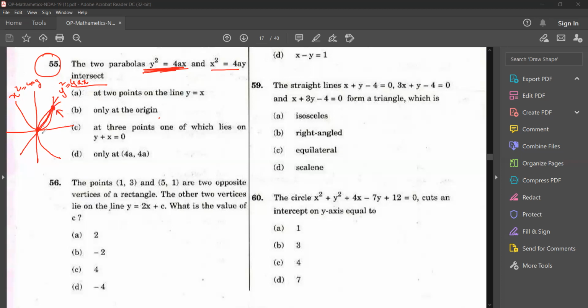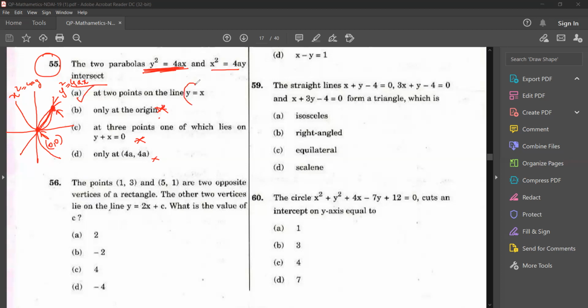The origin is 1 point, so origin 0, 0, that is correct. But it is not only at origin. It is intersecting at one more place. So this statement is wrong. At 3 points is also wrong. It is intersecting at 2 points. Only at 4a, 4a, that is also wrong because it is intersecting at 0, 0 and one more point. So the answer is obviously option A.